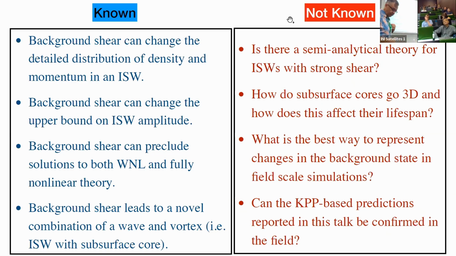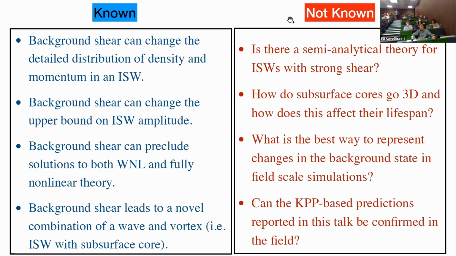Okay, so to summarize, I've got a bit of a coda just for fun, but just to summarize. So here's what I think is known about shear, and here's what's not known, right? So in blue, what's known: the background shear can change the detailed distribution of density and momentum in an internal solitary wave. The background shear can change the upper bound on solitary amplitude. So I showed you that it can change polarity, but you can actually show as well that you can go from tabletop solitons to waves that are breaking and vice versa. You can go to cases where you get nominal shear instability, where your variational algorithm starts to wander and stuff like that.